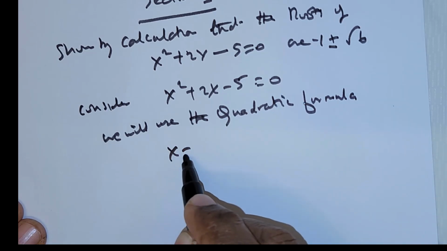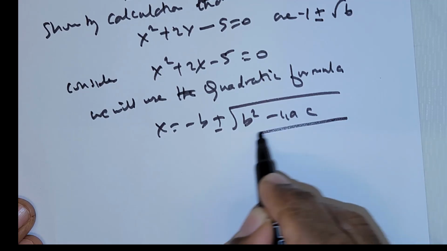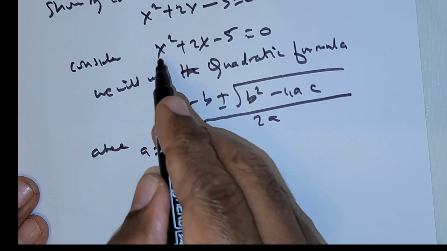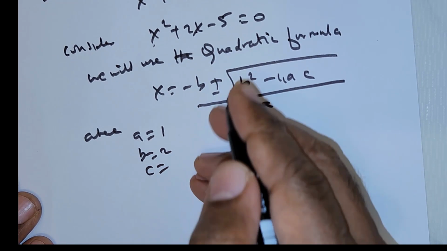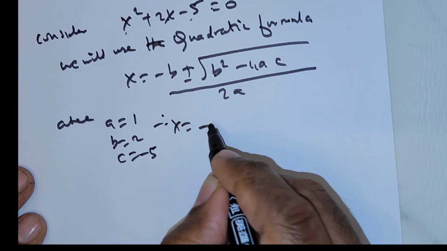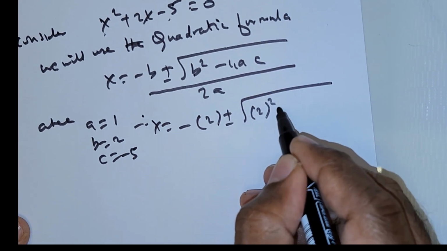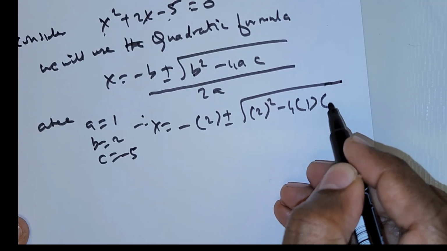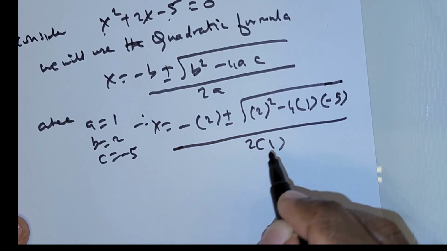So what is the quadratic formula? x = (-b ± root of (b squared - 4ac)) / 2a, where a is the coefficient of x squared, which is 1, b is the coefficient of x, and c is the coefficient of the constant term. So you substitute: -2 ± root of (2 squared - 4 times a, where a is 1, and c is -5), divided by 2 times a, where a is 1.